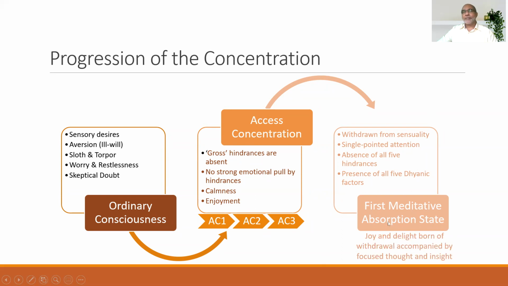Now, in the first absorption state, true inner happiness, which is called inner joy and inner delight, is born out of withdrawal. Withdrawal from what? Withdrawal from the inputs from the five senses, which attach you to the world. So you let the mind withdraw from those five senses, and that withdrawal itself gives inner joy and happiness, identified by these words. Right? And it's already accompanied by focused thought and insight. Because now the mind is focused on the meditation thought, heavily engaged, and there will be insight about the meditation thought itself.